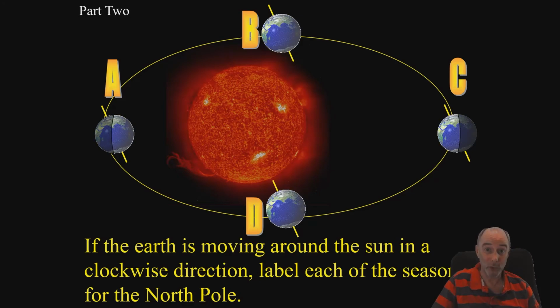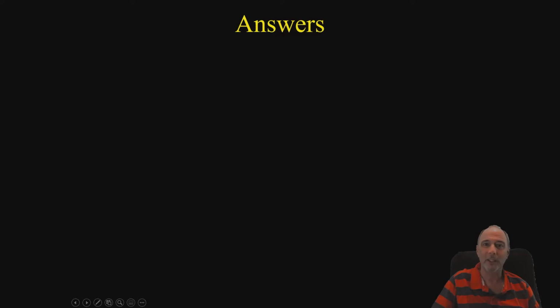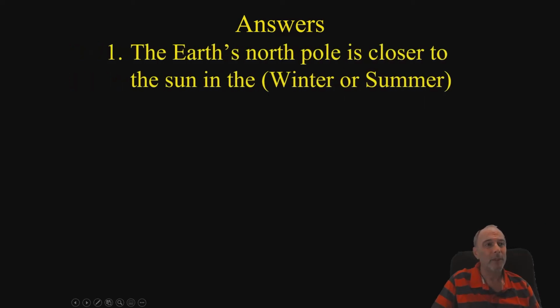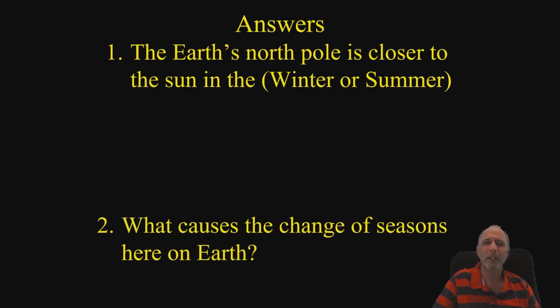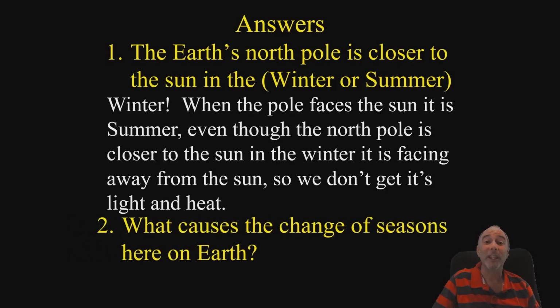Okay, so I'm going to assume that you are now done with your quiz. And let's take a look at the answer, shall we? To begin with, the Earth's North Pole is closer to the sun in the winter or summer. Yes, it is in the wintertime. We are closer to the sun in the winter in the northern hemisphere. It's crazy, but it's true. When the pole faces the sun, it is summer, even though the North Pole is closer to the sun in the winter. It is facing away from the sun, so we don't get its light and heat, even though we're a little closer to the sun.